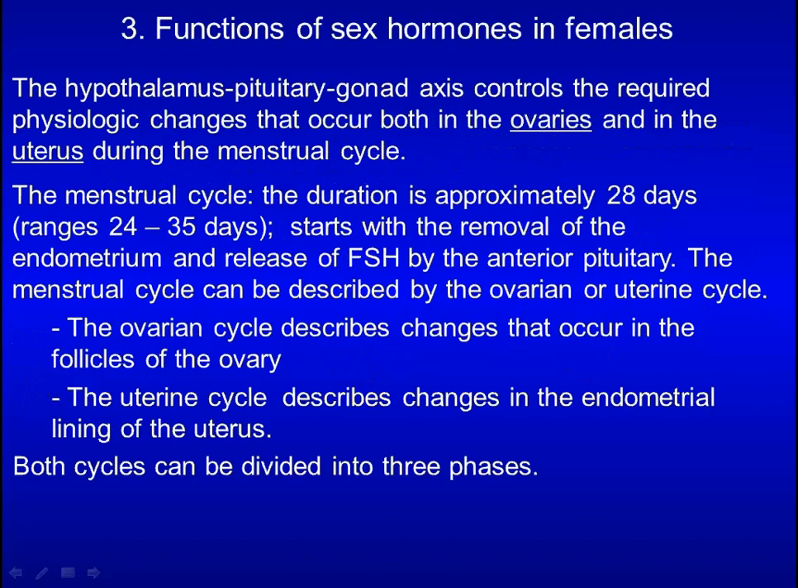Sex hormones in females control physiologic changes that occur both in the ovaries and in the uterus during the menstrual cycle. The menstrual cycle can be described by the ovarian or uterine cycle. The ovarian cycle describes change that occurs in the follicles of the ovary. The uterine cycle describes changes in the endometrial lining of the uterus. Both cycles can be divided into three phases.